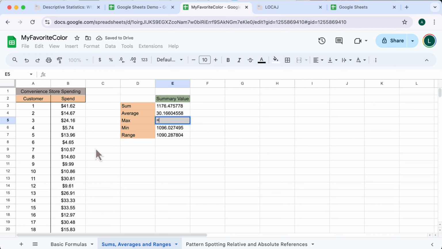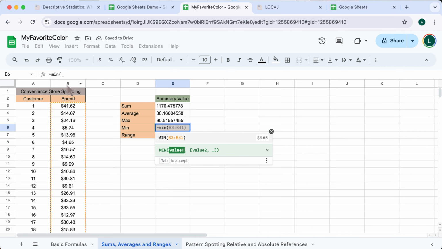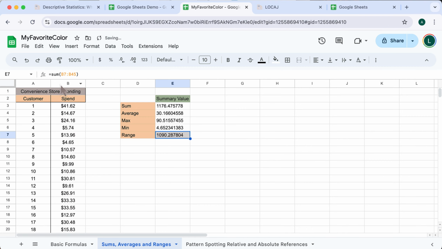What was the max spend? Equals max. I'm going to do the same thing. How about the min spend? Equals min. And once again, just highlight column B. And then finally, the range. The way we're going to take the range is to say, what was the max spend minus the min spend? And the range of spending was $85.86.